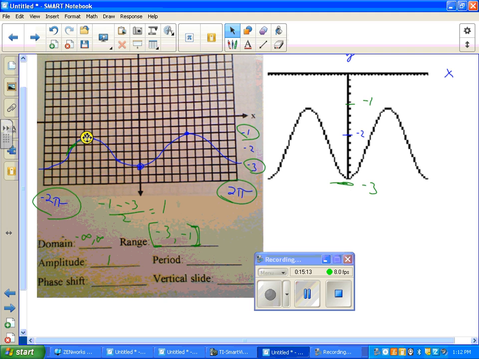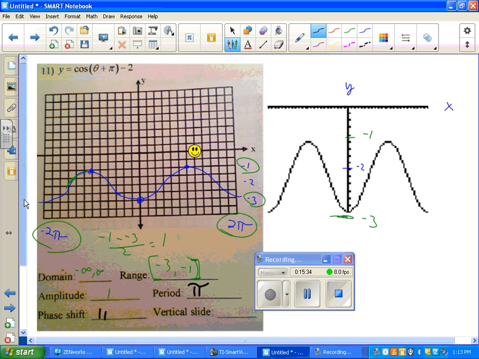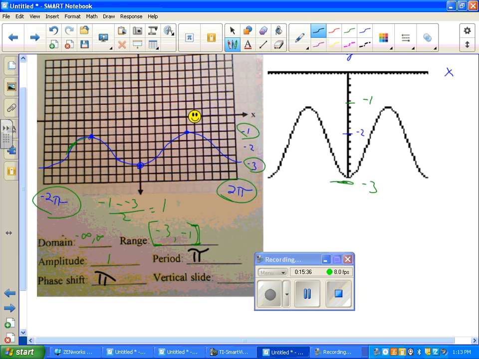This is a cosine wave, so I look for the top because cosine starts at top. One full cycle. How many places is that? I count them. 1, 2, 3, 4, 5, 6, 7, 8, 9, 10, 11, 12. 12 places, which we know on this scale was pi. So the period is pi. Phase shift, definitely. It was shifted over a pi value.